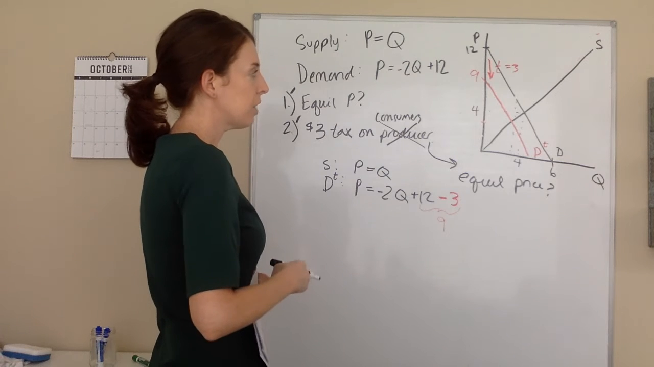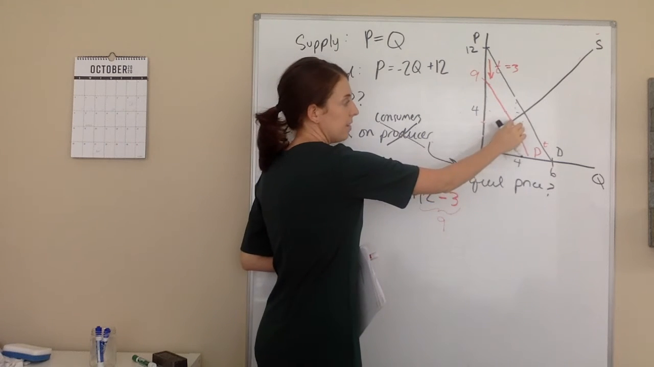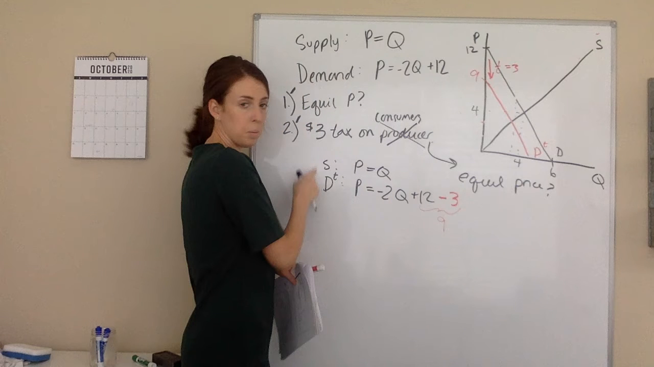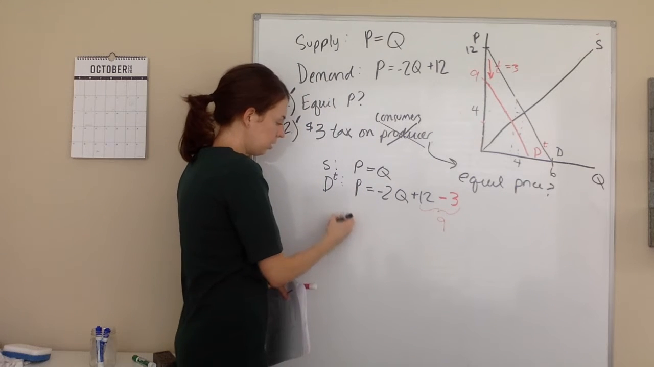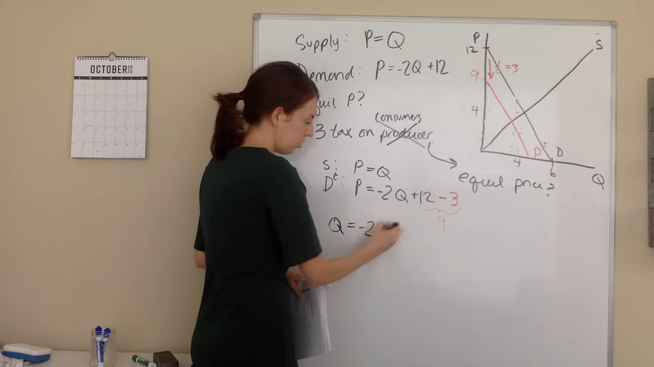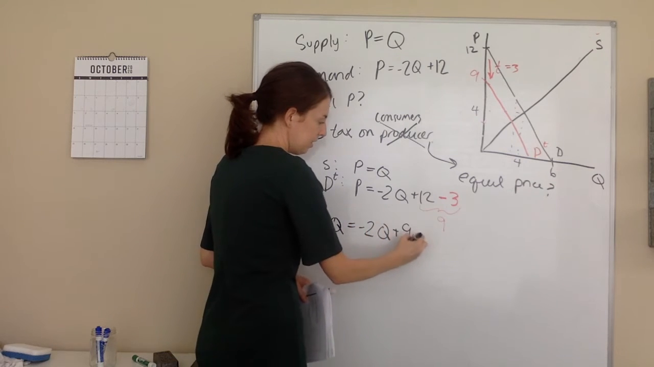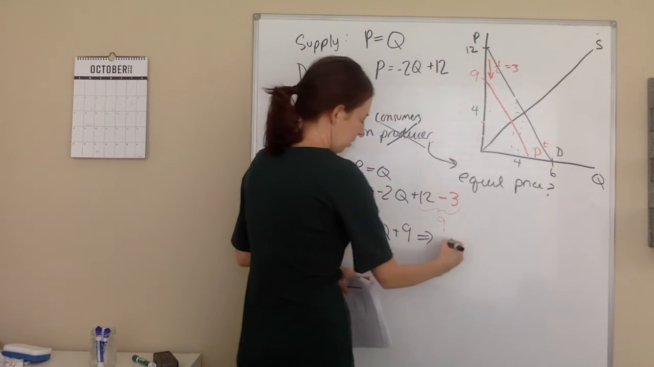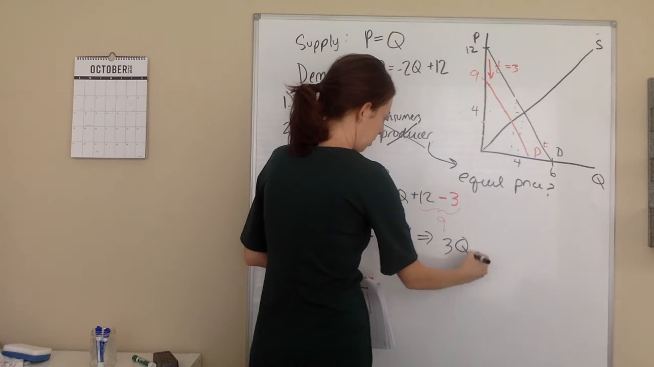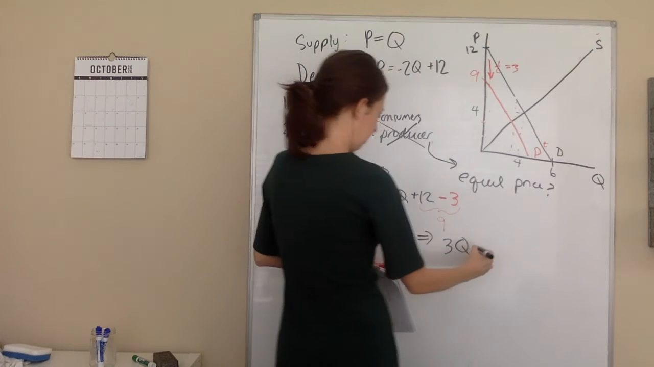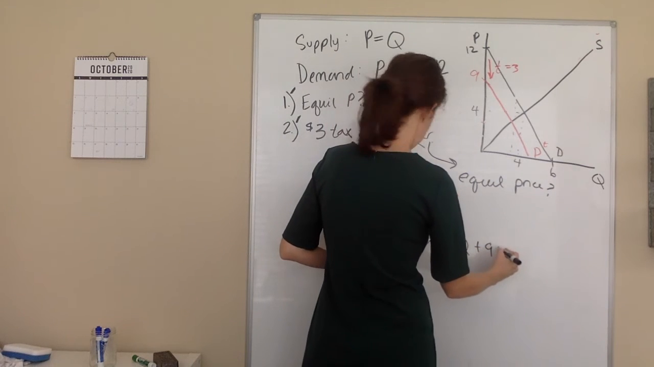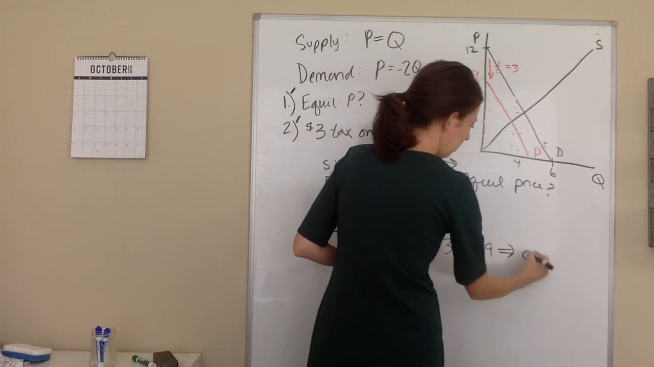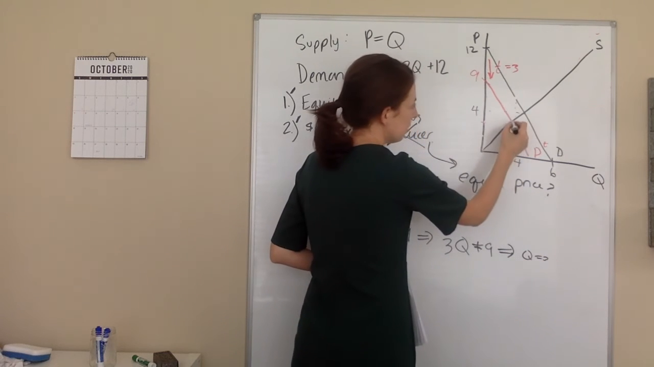Okay, so to calculate the new equilibrium price, which is going to be down here, you simply set the supply and demand equal to each other. So you're going to have Q equals negative 2Q plus 9. If you rearrange terms, you get 3Q plus 9 equals 9, and this gives you Q equals 3.